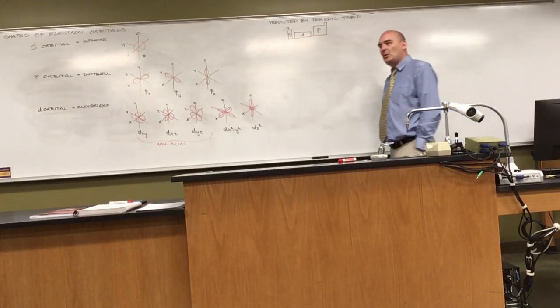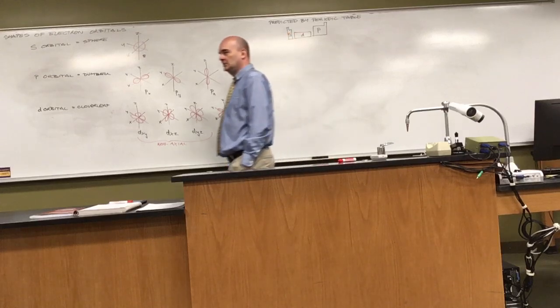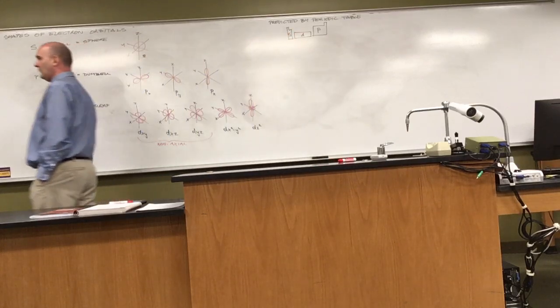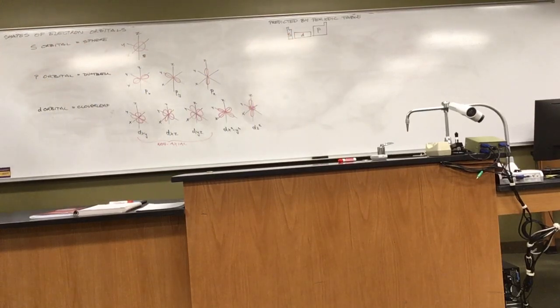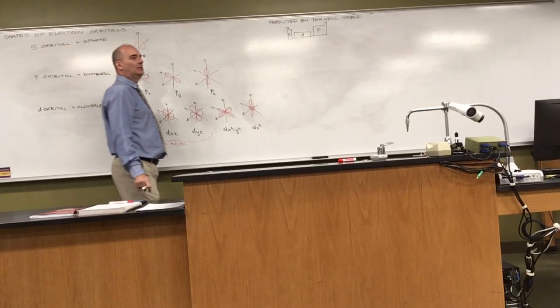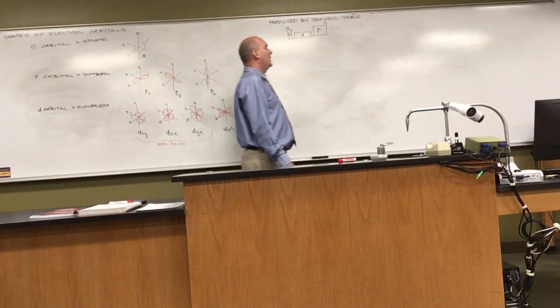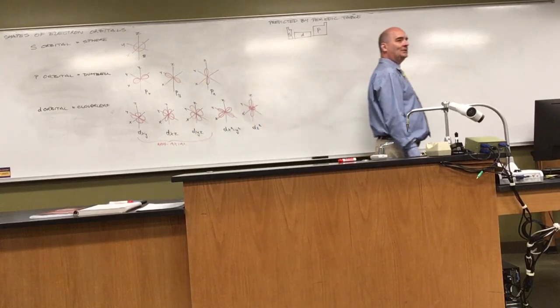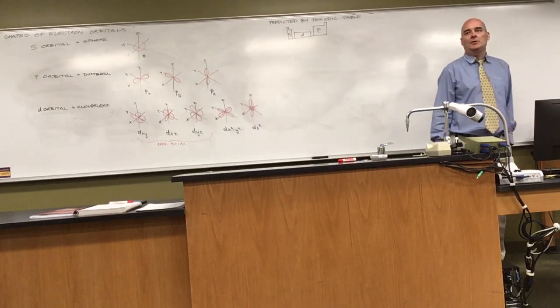Periodic table is broken up into blocks. On the far left is the S block. In the middle, where the transition metals are, is the D block. And then the other part of the main block on the right-hand side is the P block.